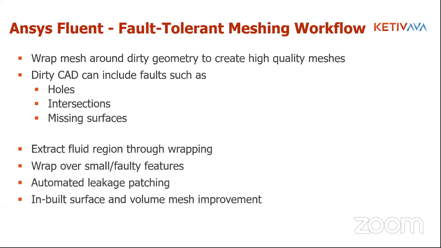Now, what does the FTM workflow within Fluent let you do? It allows you to extract the fluid region through the concept of wrapping. I will talk a little bit more about wrapping in the following slides and also while doing the demonstration so that you understand how it works. What it does is wrap over these small faulty features, these gaps, these holes that we want to ignore, that we want to cover, but we don't have the time to do that manually. It also lets you patch a leakage area. If there is a large leakage area in your flow that you don't have the time to fix in the CAD file, then you can use the Fluent fault-tolerant meshing workflow to do that.